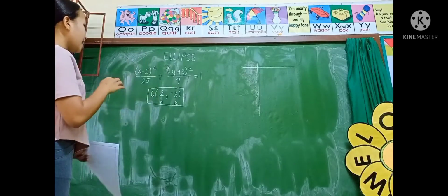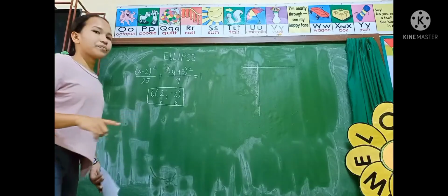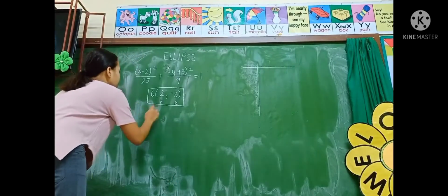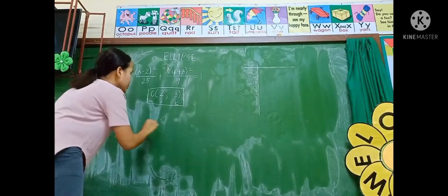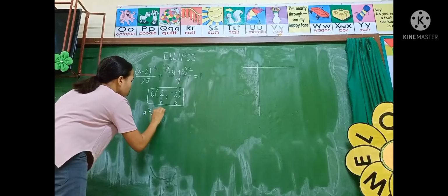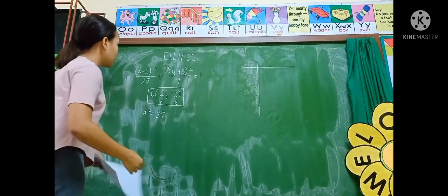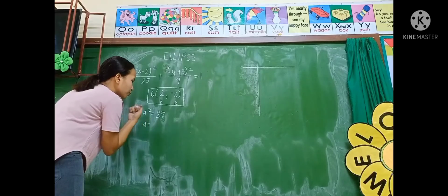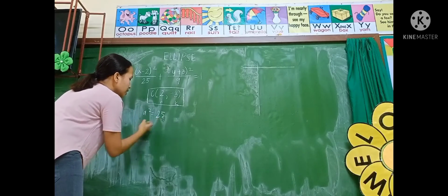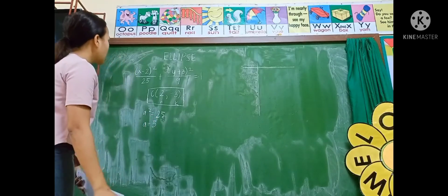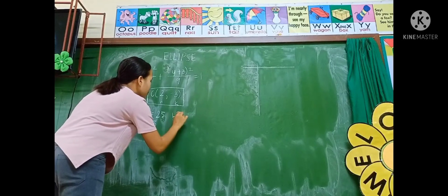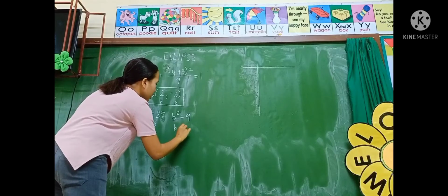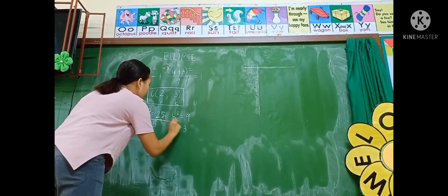So next is to find the c. But before that, we need to find the a and b. So a squared is equal to 25, and we will get the square root of 25, which is a. The square root of 25, so a is equal to 5. And we have the b squared, which is 9. So square root of 9 is equal to 3. So we have now the a and b.